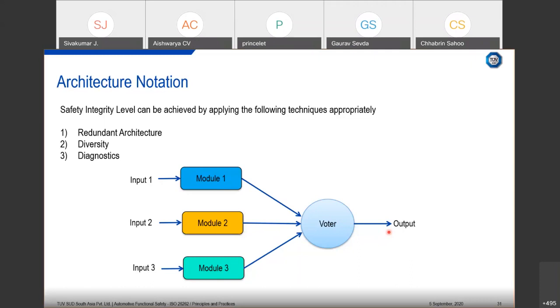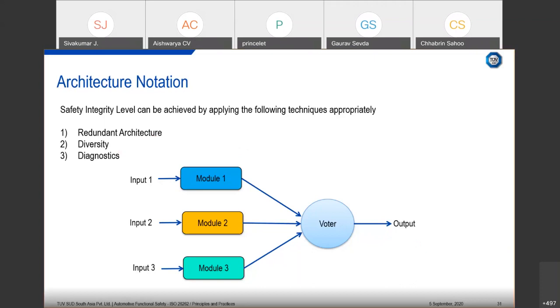But if you go with 1 out of 1 or 1 out of 2, something like that, then it may not continue the operation. It may be a fail-safe system, where it will take your system into the safe state in case of any issues. So for that, the redundant architecture is required.